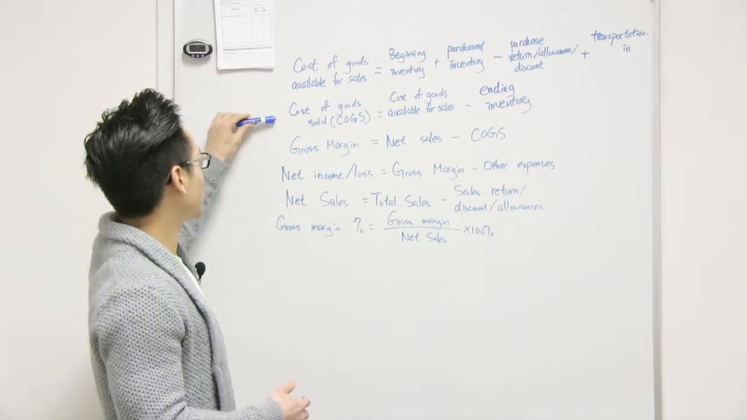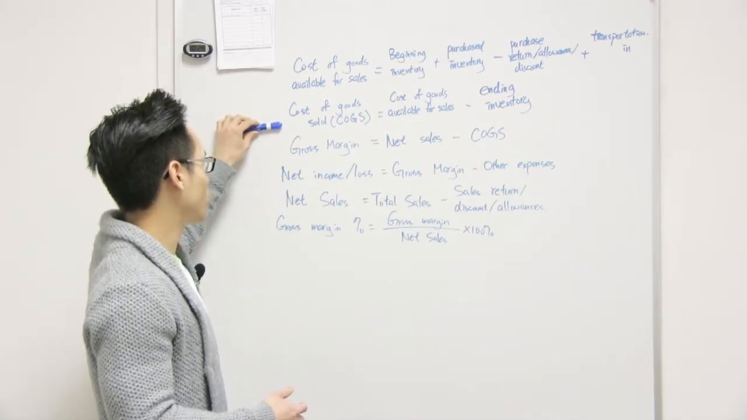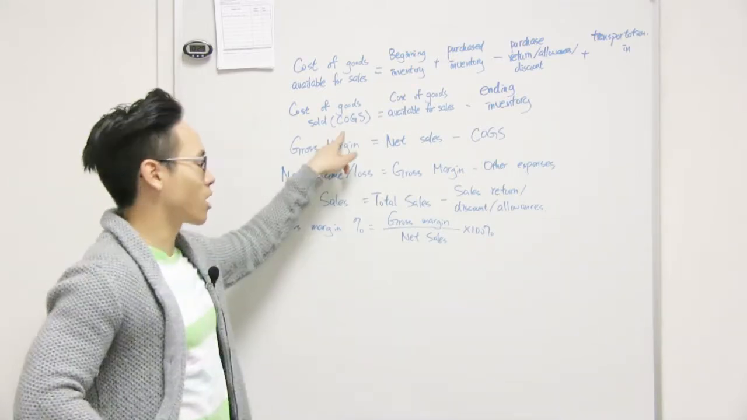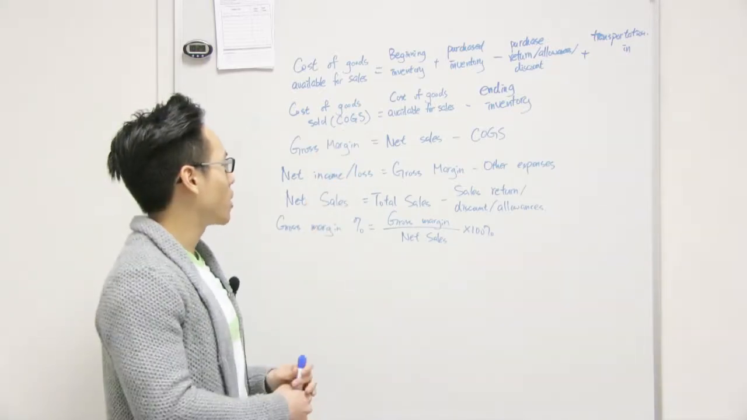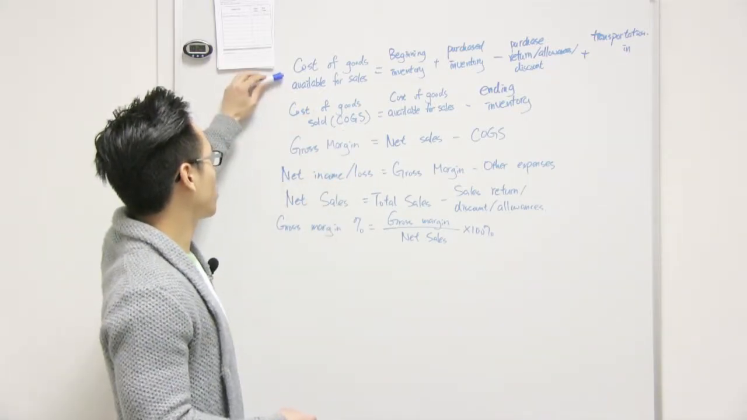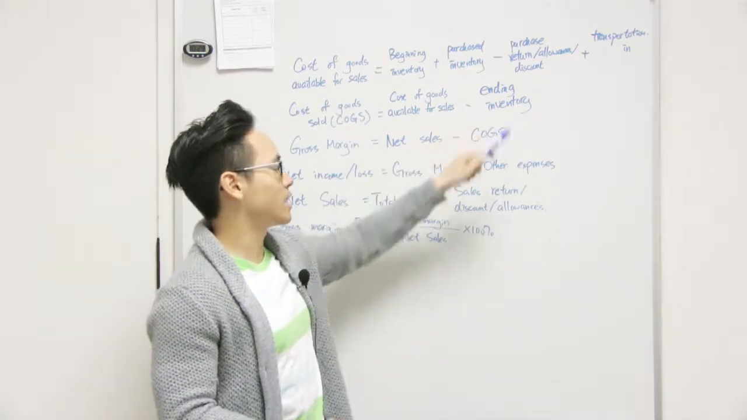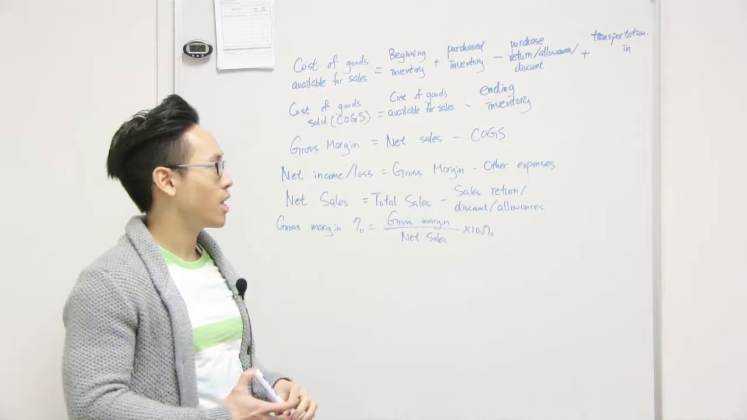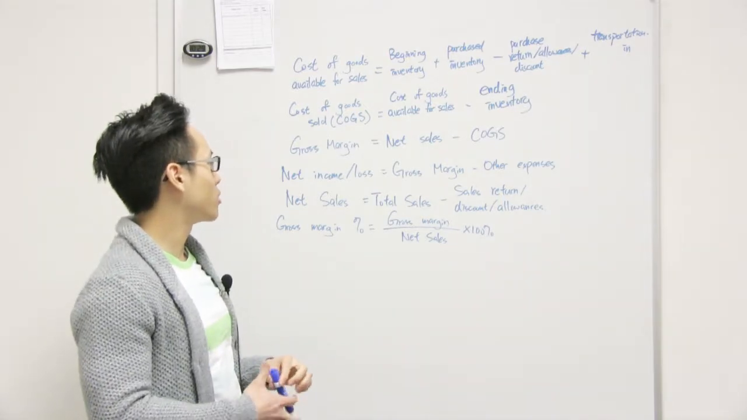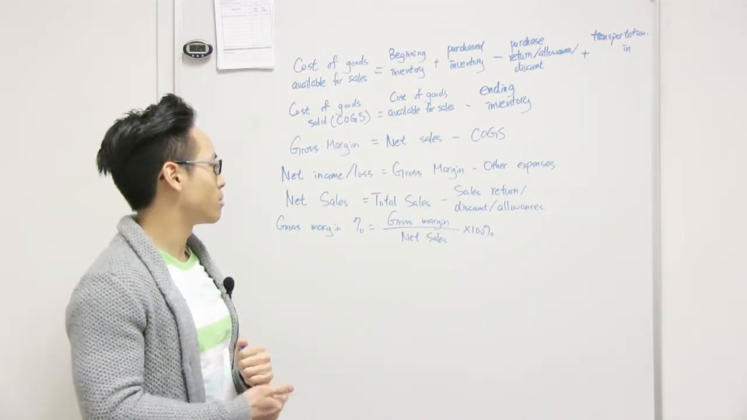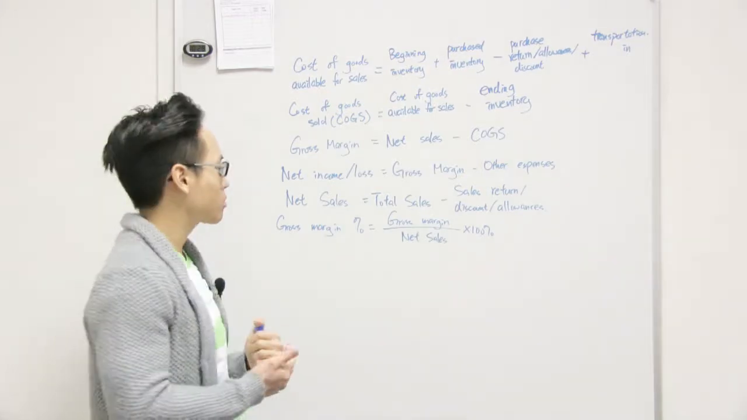The second one that we're going to talk about is the cost of goods sold, which in short we call it COGS. And so the equation is basically cost of goods available for sale from the first equation, and then minus the ending inventory. And that's going to be how you find your COGS at the end of the financial year.